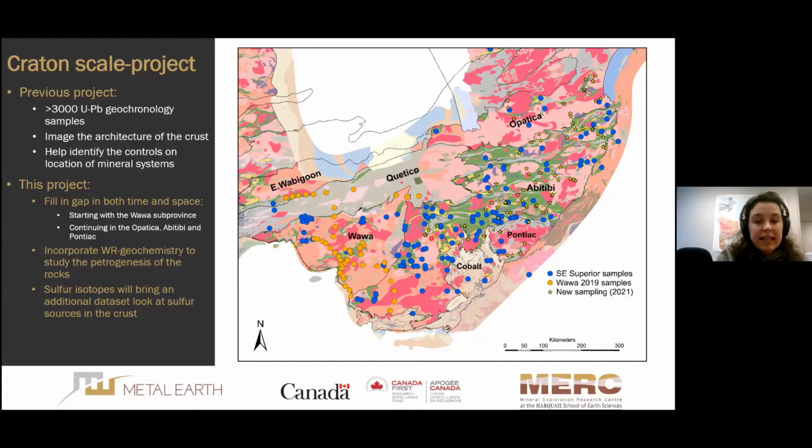And the last thing that I will also use in this project is sulfur isotopes. And they will bring an additional data set to look at sulfur sources in the crust. And hopefully we can use these sulfur isotopes to then look if we can observe any patterns specifically for the mineral systems.